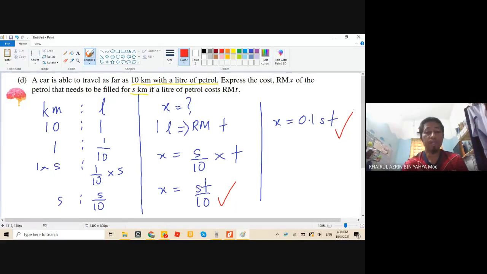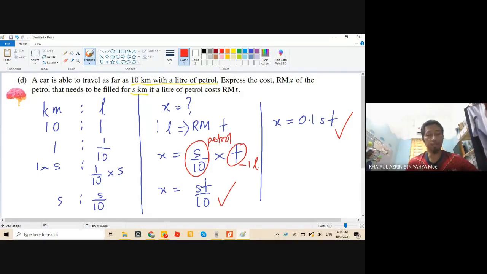Again, S over 10 is the total petrol. T is the price for 1 liter. So we want to get the cost: the total amount of petrol multiplied with the price of 1 liter of petrol. So we get ST over 10. Okay, so this is the answer for question D.